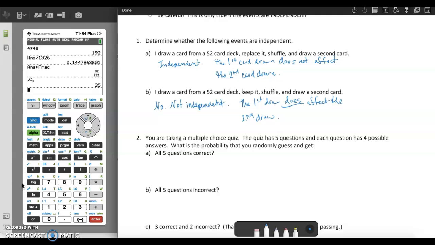For instance, whatever I drew the first time, I have a 0% probability of drawing that the second time. It has changed the probability. There's no way I could draw it again. So it has changed all of the probabilities for that second draw. So those would be dependent, or for right now, just not independent. So if I get a question like part B, I cannot apply that multiplication rule.